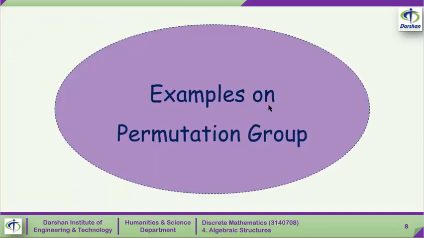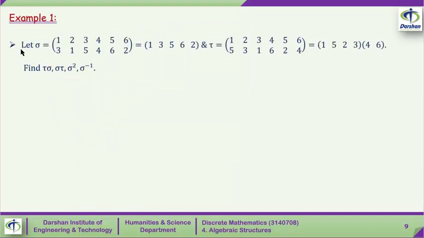Now we see some examples on permutation groups. So first example, let sigma be defined as 1, 2, 3, 4, 5, 6 going to 3, 1, 5, 4, 6, 2. That is, 1 goes to 3, 2 goes to 1, 3 goes to 5, 4 goes to 4, 5 goes to 6, 6 goes to 2. It is also written in cycle form: 1 goes to 3, 3 goes to 5, 5 goes to 6, 6 goes to 2, then 2 goes to 1. So it is written as (1, 3, 5, 6, 2). 4 goes to 4, so no need to write 4.